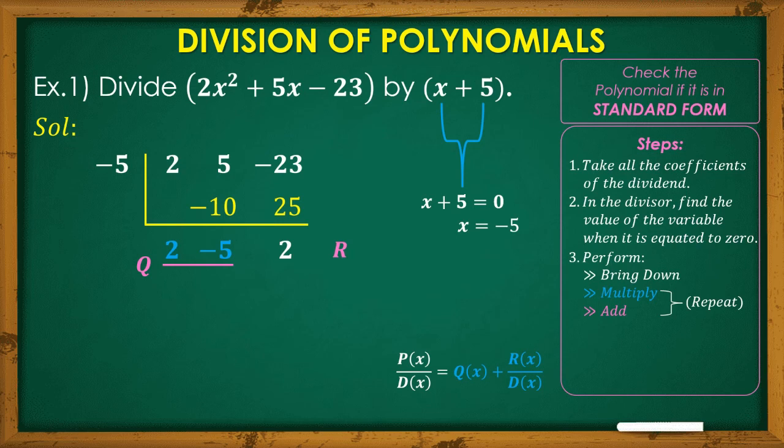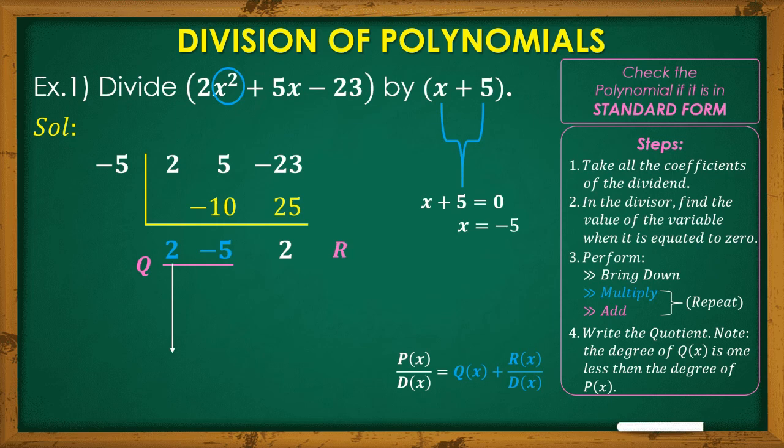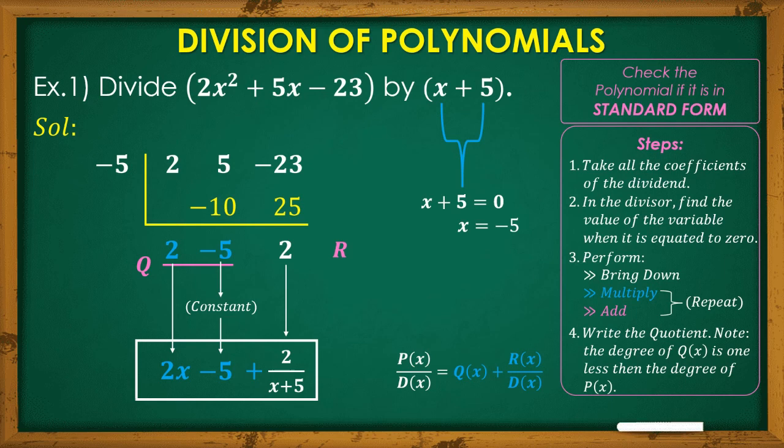Balikan natin yung form ng ating division of polynomials. Write the quotient and note that the degree of the quotient is 1 less than the degree of the dividend. Ano ba yung power ng ating dividend? It's squared. So, ibig sabihin, yung quotient is less than. Babawasan ng isa. So, mababawasan ng power of 1 yung x squared, x na lang. Then, yung negative 5 is your constant. And 2 will be a remainder over the divisor x plus 5 to get our complete equivalent equation for the division of polynomials.